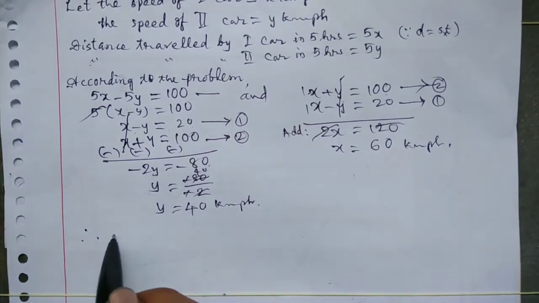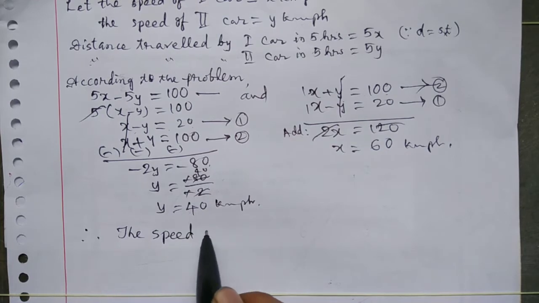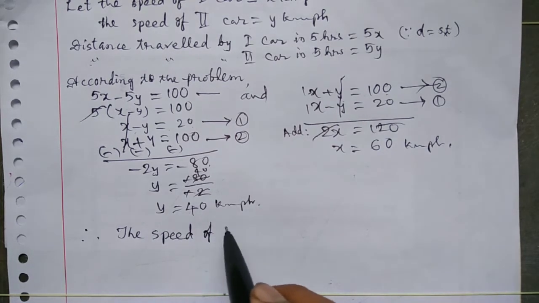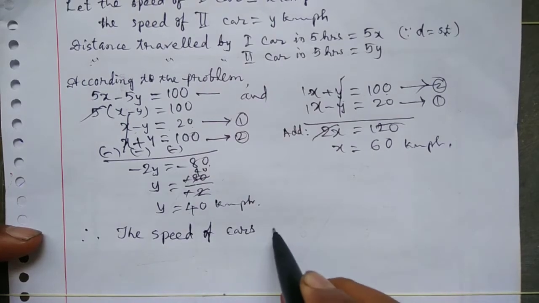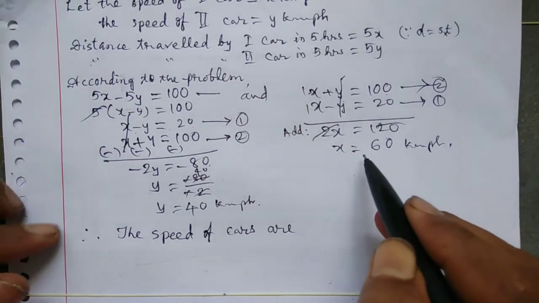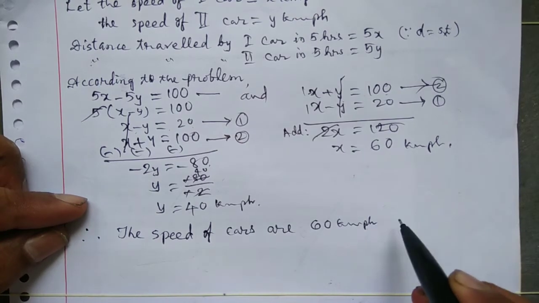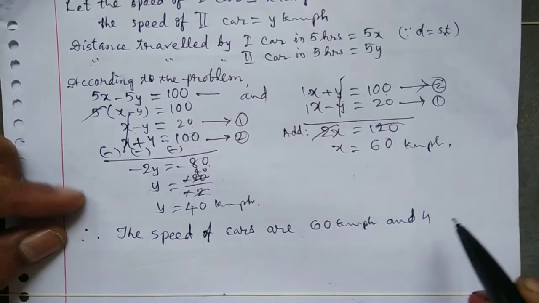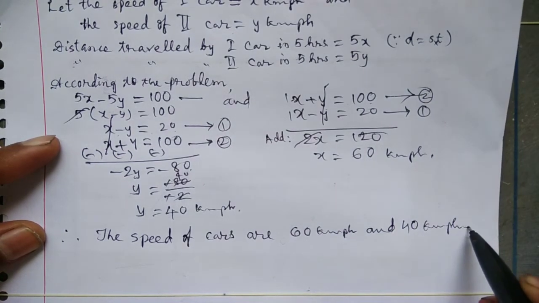Therefore the speeds of the cars are 60 kilometers per hour and 40 kilometers per hour.